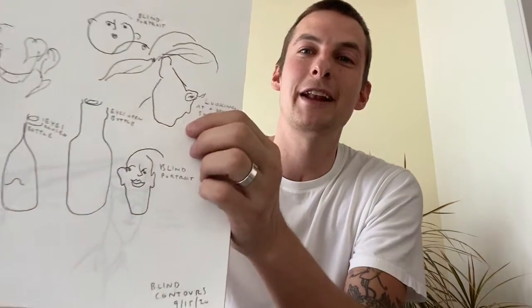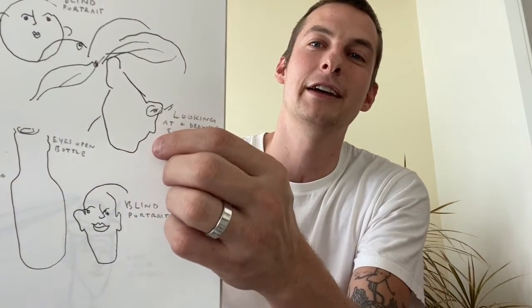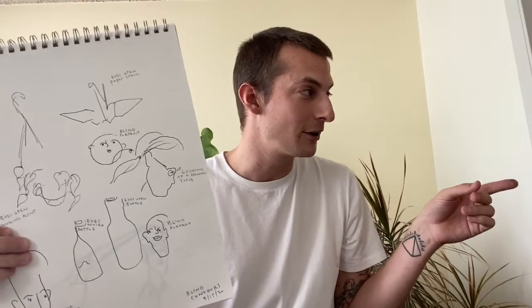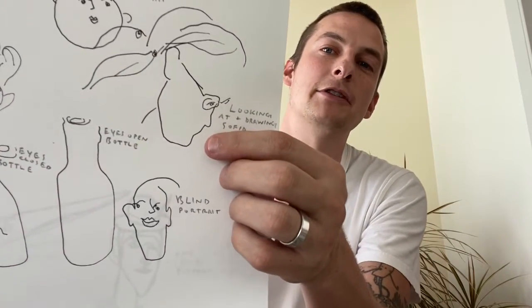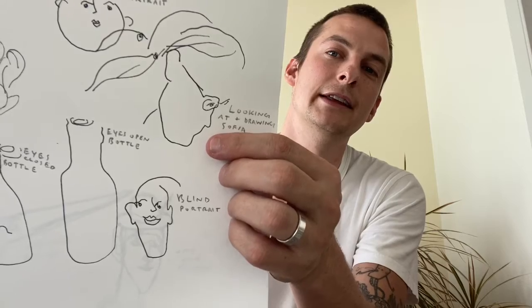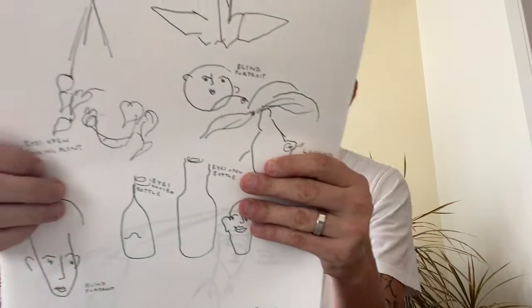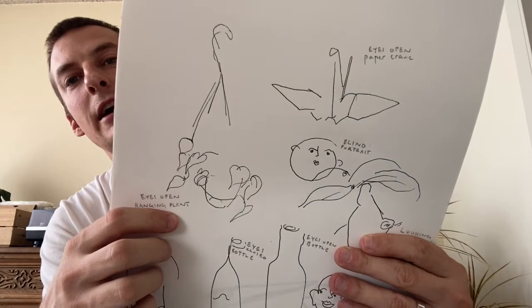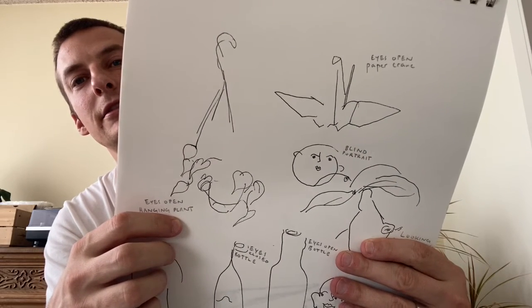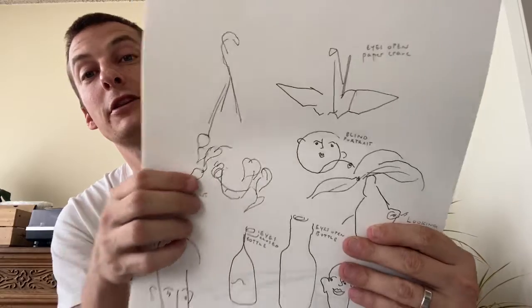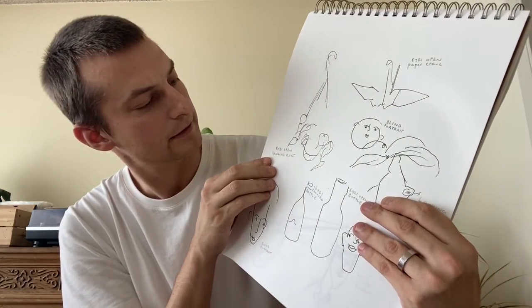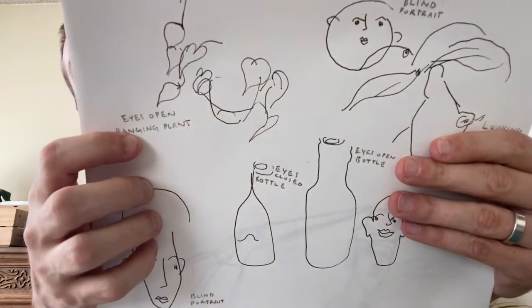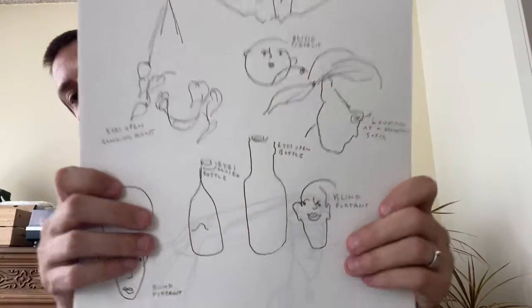So here's a couple more that I did. Here's one of my daughter, Sophia, where I looked at her and drew without looking at my paper. I thought that one turned out pretty cool. So I've gone ahead and labeled all of these. Here's a hanging plant that I decided to do without looking at my paper. It says eyes open hanging plant, meaning my eyes were open and I drew it without looking at my paper.